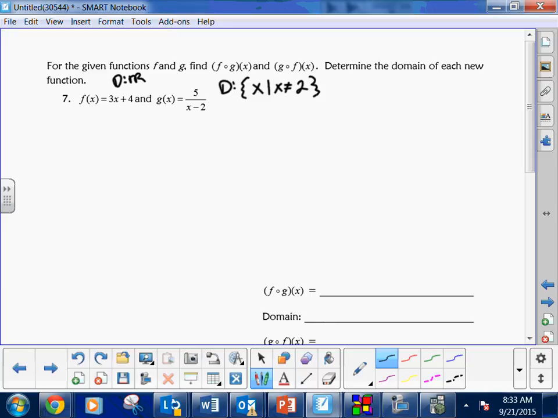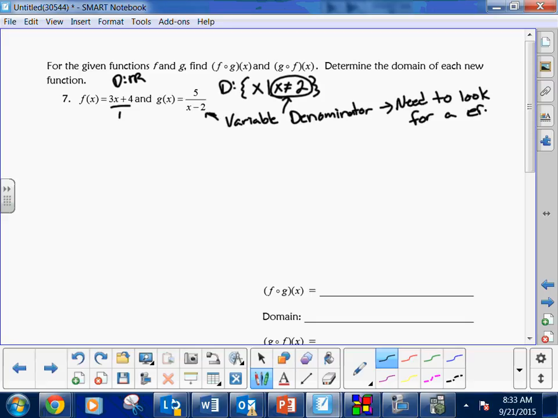Now, if you ever have trouble defining this, you should always take your denominator, because that's the only time it occurs. If you notice, this denominator over here is 1. But over here, there is an x, a variable in the denominator. And when you have a variable in the denominator, you need to look for an error. Okay, so now with that defined, you just set it equal to 0. It's at 2, the error. And that's how I went ahead and found that.